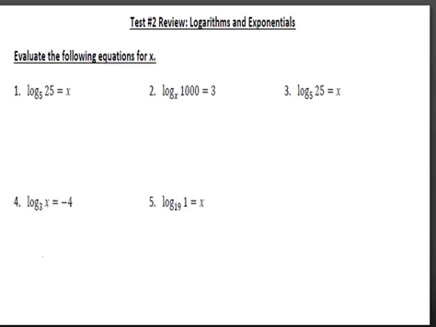Okay, so these are going to be the answers to your log problems, alright? This is strictly to check to make sure you know what you're doing and you got the right answer. If you're still confused, then unfortunately you just need to watch this several times. Alright, here we go. So number one, it says to evaluate for x.